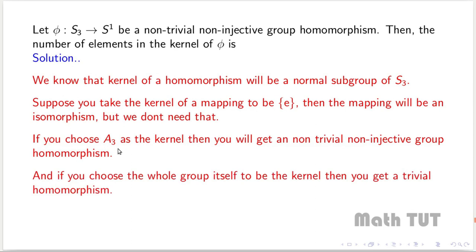And suppose I choose the whole group itself as the kernel. That means all the group elements are mapping to the identity in S1, and then what you have is actually a trivial map. But we need a non-trivial non-injective group homomorphism. So the only possible group which can be the kernel of your mapping is A3. The normal subgroup is A3. The number of elements in A3 is nothing but 3 factorial by 2, that is 3. So the answer to that question is actually 3.